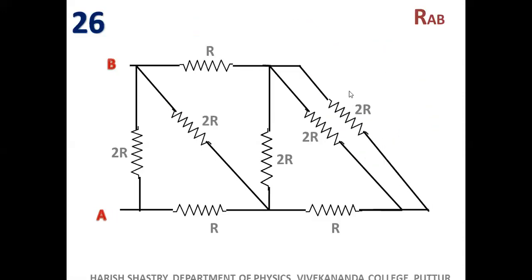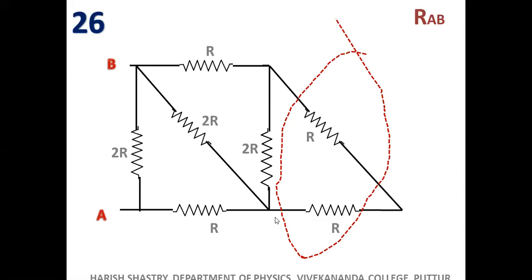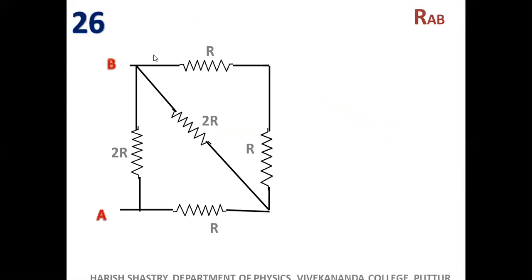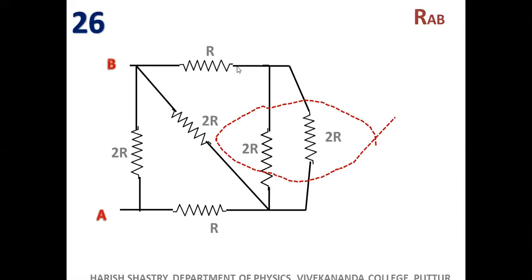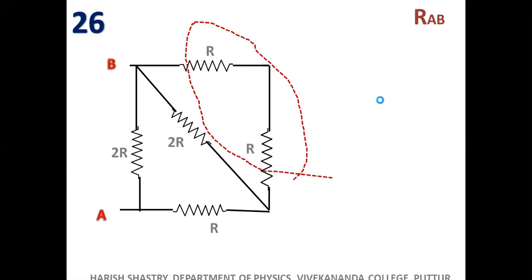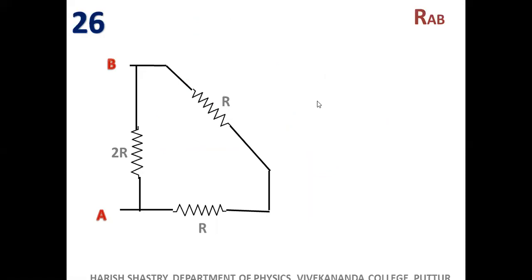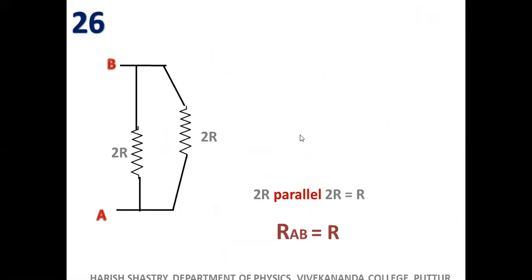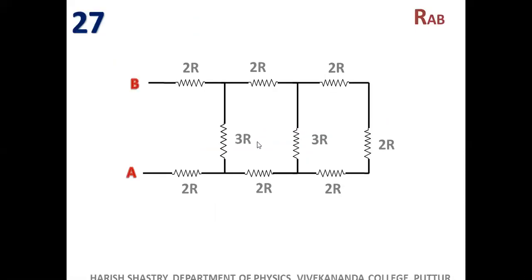R plus R, 2R, 2R parallel 2R is R, R series R, 2R. That 2R should come along parallel with this one. You can't connect it here. It should be connected between these 2 points only. So 2R parallel 2R is R. That R should come in series with this one, right? So R plus R, 2R, 2R parallel 2R is R. R series R, 2R, 2R parallel 2R is R. Very beautiful problem. Yes, this one.